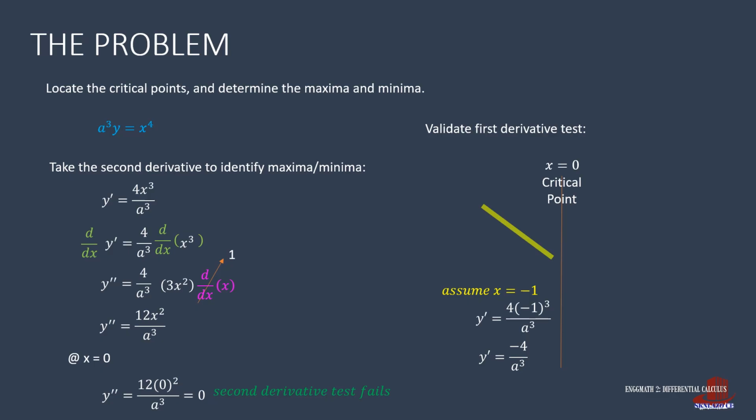From the other side, where x is more than 0, assume x of positive 1. The slope is then 4 times 1 cubed upon a cubed. Y prime is 4 over a cubed, which is positive. A positive slope starts from lower left, rising to the right. The two slopes then show that the critical point is a minima.